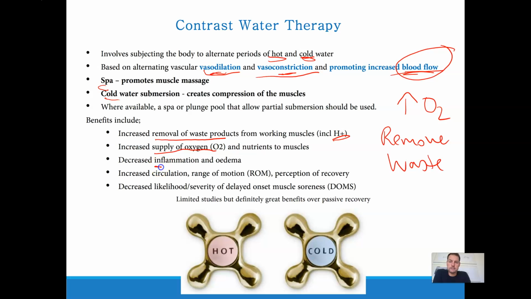It's going to help to decrease inflammation or edema, in other words, the swelling of our joints. It's going to increase the circulation, blood flow, also the range of motion of those joints, and the perception of recovery. Pretty much what that's saying is you'll feel better. It might not actually do anything at times, but psychologically you'll feel like you're more recovered. The last one is it's going to decrease the likelihood or severity of delayed onset muscle soreness, which we refer to as DOMS.